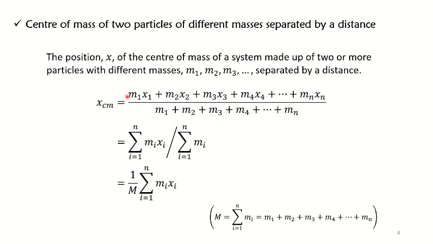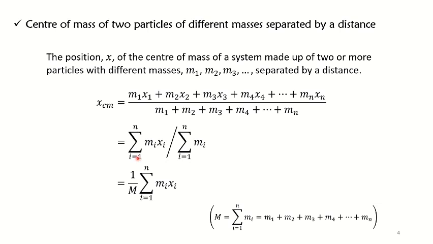And that's what you see in the first expression there, which can be represented as the summation from i equals 1 to n of m subscript i, x subscript i, divided by the summation from i equals 1 to n of m subscript i. The subscript i is the identification of each of the masses. So the first particle can be tagged as 1, the second particle 2, third particle 3, fourth particle 4, up to n number of particles.